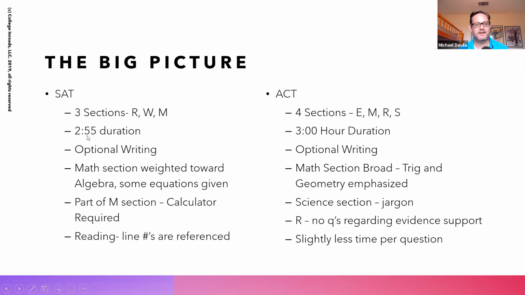The SAT is 2 hours and 55 minutes in length, whereas the ACT is a 3-hour exam. So it's essentially the same length, maybe a hair more compressed on the ACT side of the house. You'll see that both the SAT and the ACT have these optional writing sections.